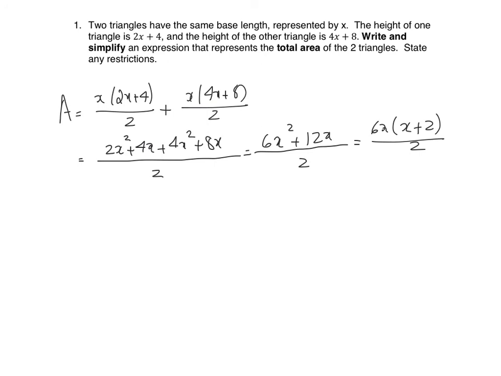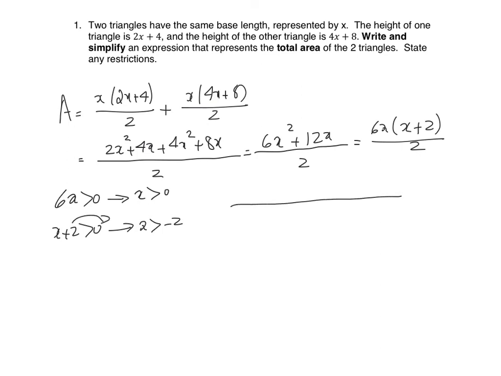But the numerator, because this represents the area, it has to be greater than 0. So this means that 6x has to be greater than 0. So x has to be greater than 0. And also x plus 2 has to be greater than 0. So this means that x has to be greater than negative 2 if I move this one to the right.